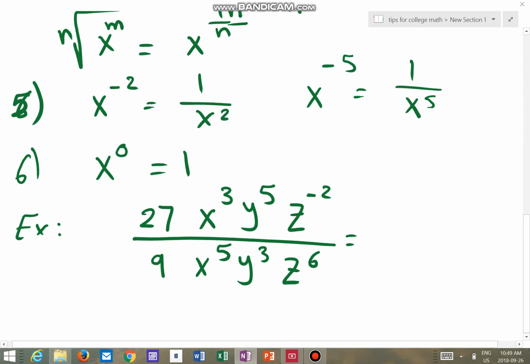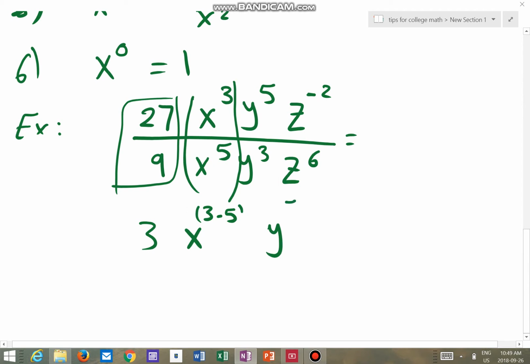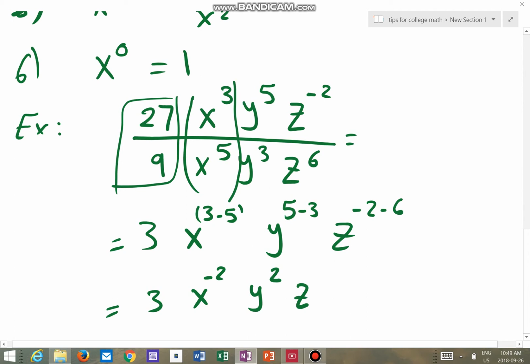So first of all, we'll take number with number. So 27 over 9, that's a 3. X to the power 3 over x to the power 5, remember? Then we have to subtract, that will be x to the power 3 minus 5. Second one, y, that's y to the power 5 minus 3. As for z, that will be negative 2 minus 6. Okay, what do I have now? 3, x to the negative 2, y to the 2, z to the power negative 8.